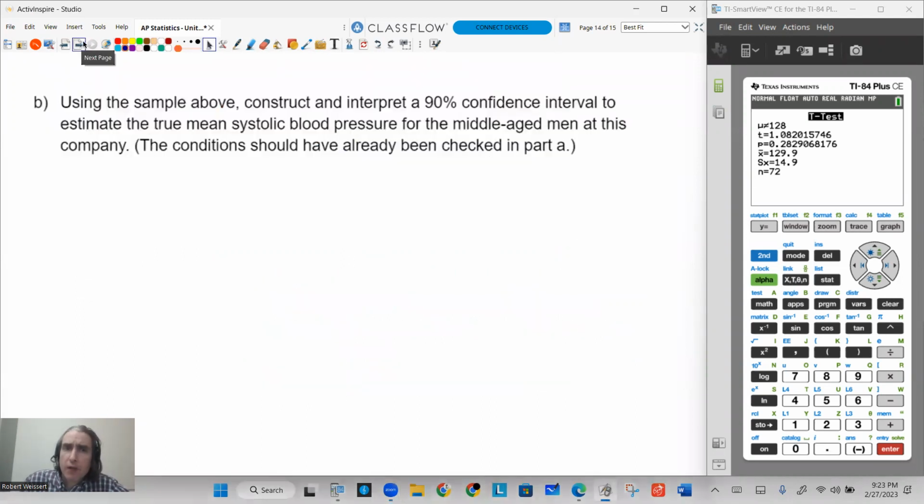Using the sample above, construct and interpret a 90% confidence interval to estimate the true mean systolic blood pressure for the middle-aged men at this company. The conditions should already have been checked in part A. Well, we know how to do a confidence interval. We've done those already in the previous lesson. Hopefully you remember how to do that. So go ahead and see if you can construct that interval. Don't worry about the conditions if you already did those before. Pause the video, try it on your own.